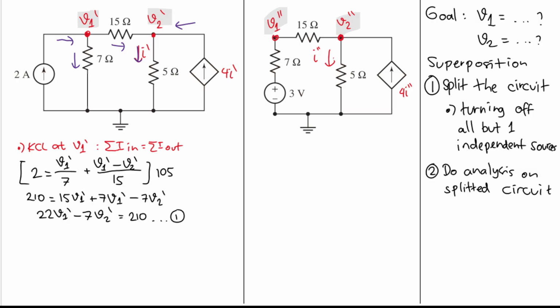So now let's do another KCL, but this time at V2. So we will need to do KCL at V2 prime. Again, KCL said that the sum of the current that goes in will equal to the sum of the current that goes out. Good. Now, the only current that goes in is this one. Oh no, that is not the only current that goes in, but this goes in, right?